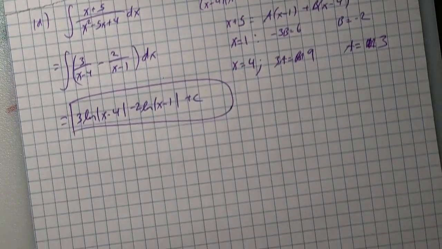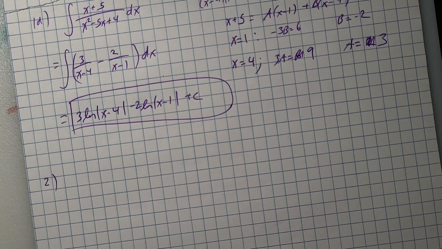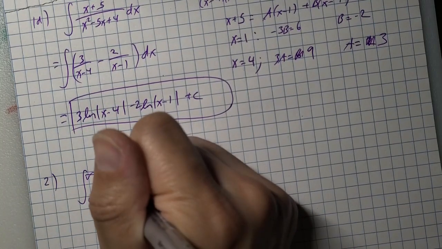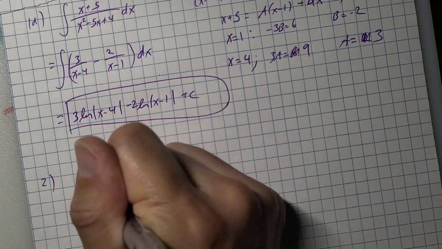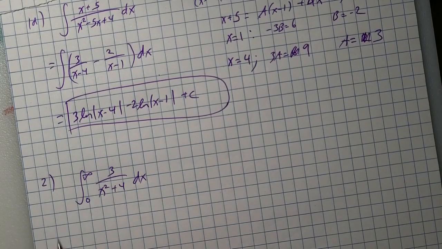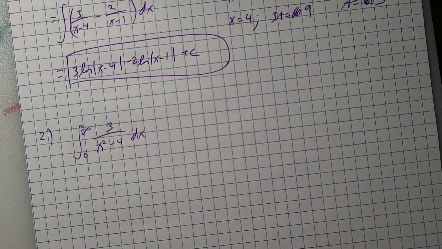Okay. Number 2, we're moving on to improper integrals. We have to say if it converges or diverges and what it converges to, or if it diverges to minus infinity, plus infinity, or neither. Okay, so we have the integral from 0 to infinity, 3 over x squared plus 4 dx. So this is improper because it's going to infinity. Okay, so how do we solve this?